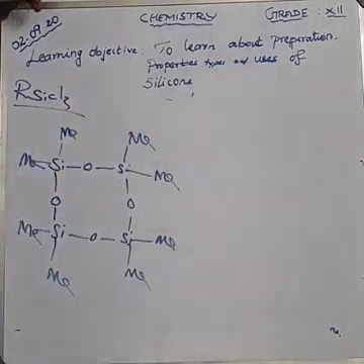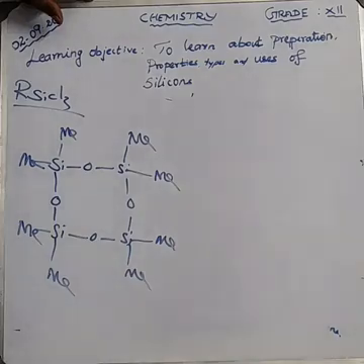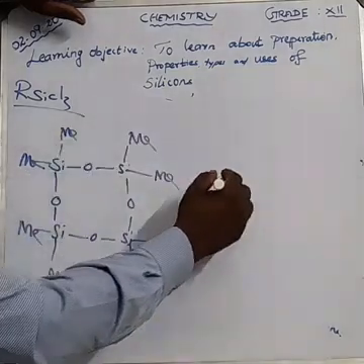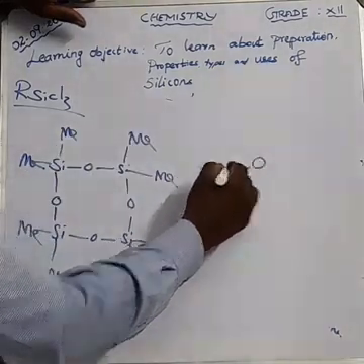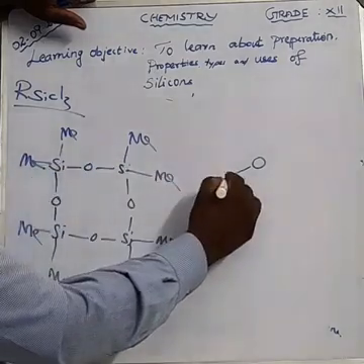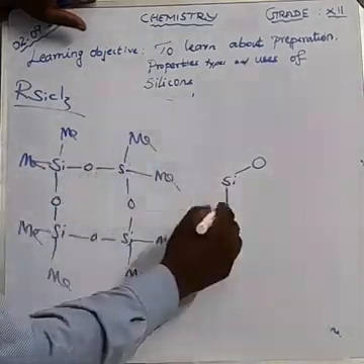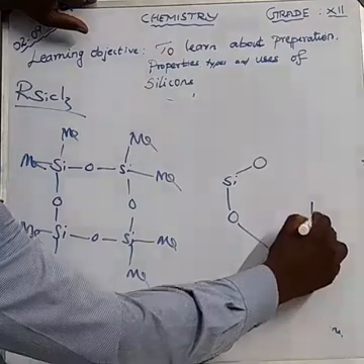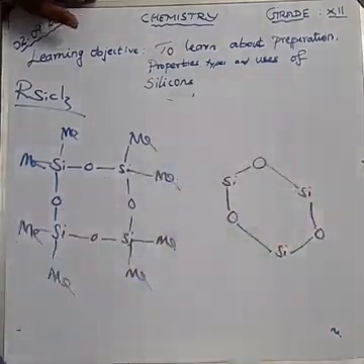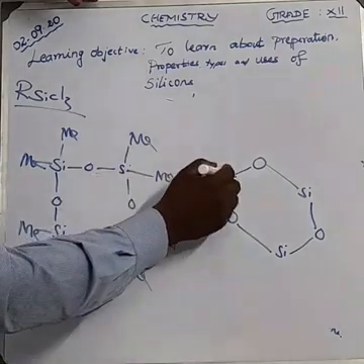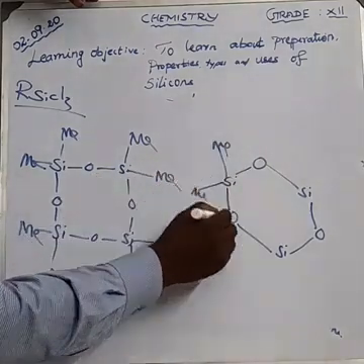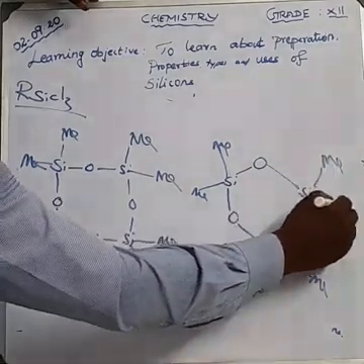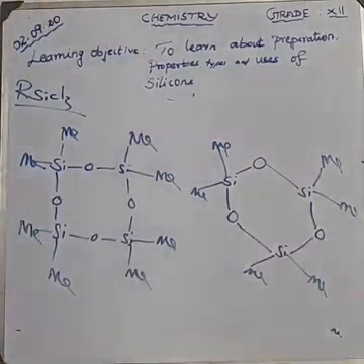Next, we are taking a benzene ring shape. How can you write the benzene ring shape? Just take the oxygen upwards. Next element, silicon. After that, oxygen, then silicon, oxygen, silicon, oxygen. Each silicon has two methyl groups. Can I write it? Clear?